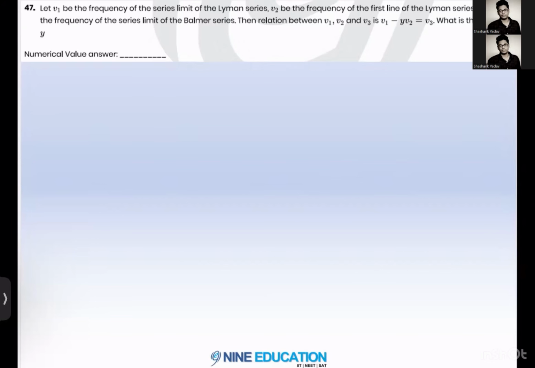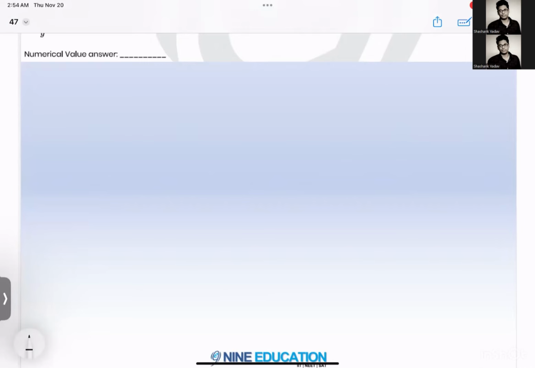So in this next question, it is given that nu1 is the frequency of the series limit of Lyman series. Series limit of Lyman series is basically the frequency of the excitation from infinity to 1, whereas nu2 is the frequency of the first line of the Lyman series. First line of the Lyman series is basically 2 to 1, and then nu3 is given as the series limit of the Balmer series, which is nothing but infinity to 2.